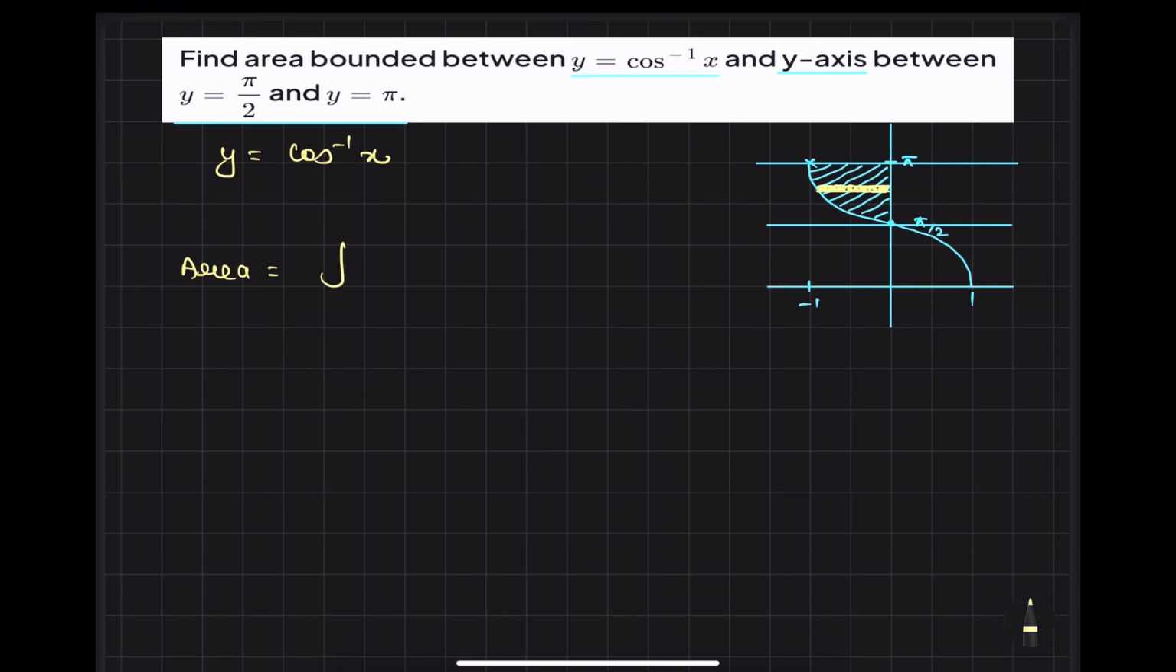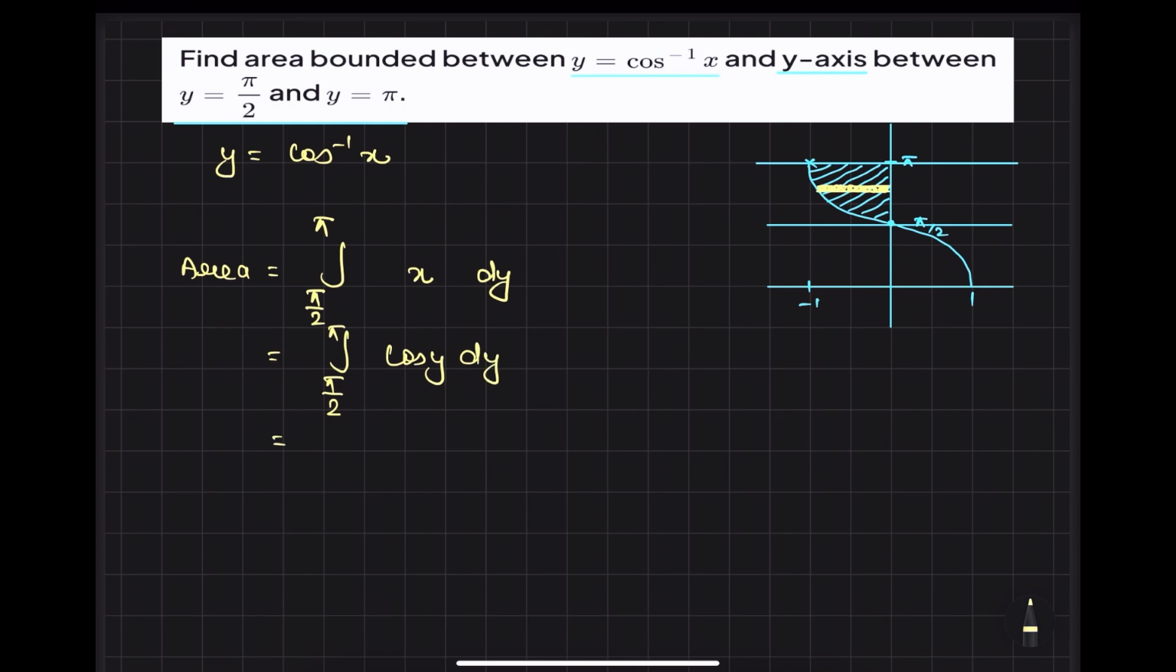integration from pi by 2 to pi and then dy. So if this is dy, we have to write x. If we write dx, we write y. So who is x? x is cos y. So integration from pi by 2 to pi cos y dy.